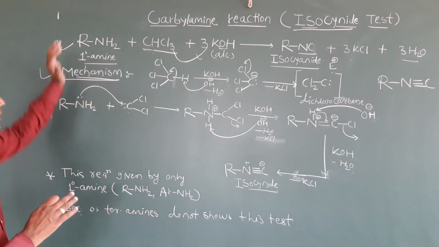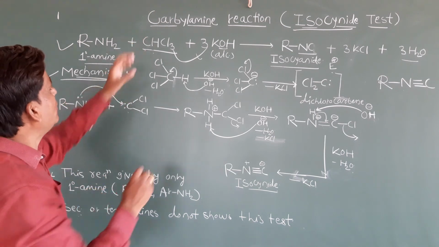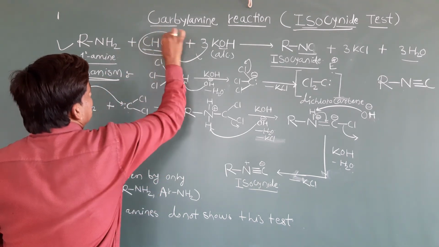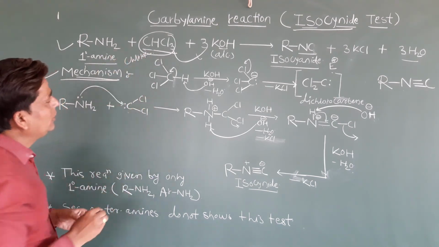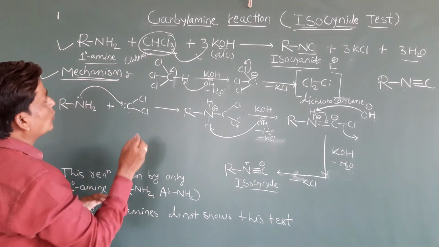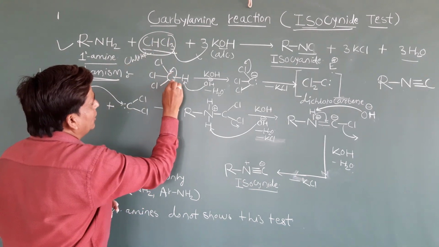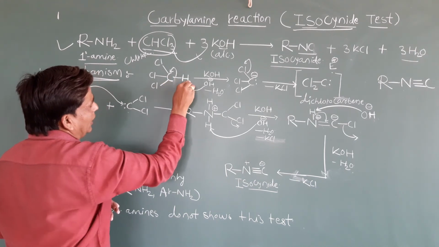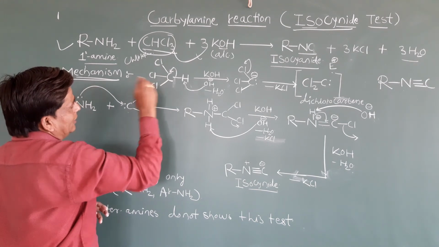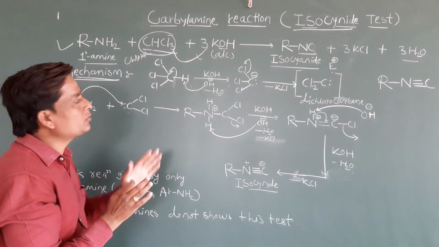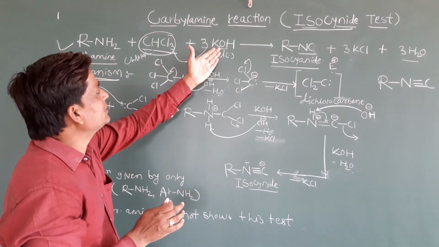Just see how this mechanism goes on. First, what we are using in this reaction is CHCl3, which is chloroform. Chloroform is CHCl3, meaning 3 chlorine groups are there. This is carbon, then this is hydrogen, this is CH, and then I join 3 Cl like this: Cl, again Cl, and again Cl. This chloroform reacts with the base, KOH.